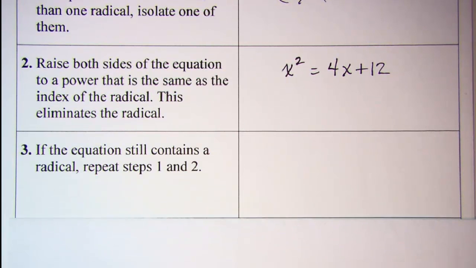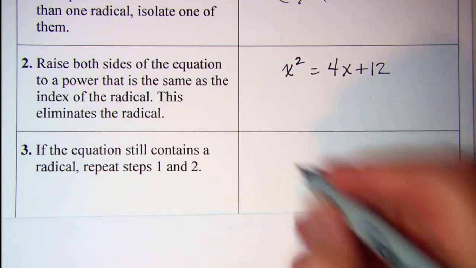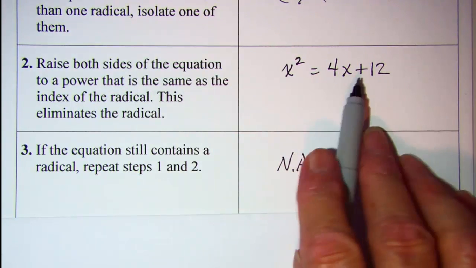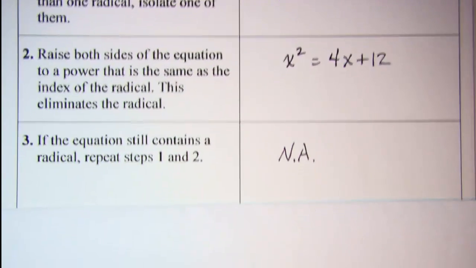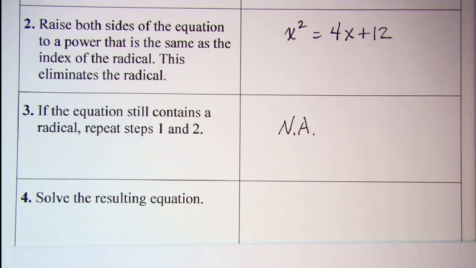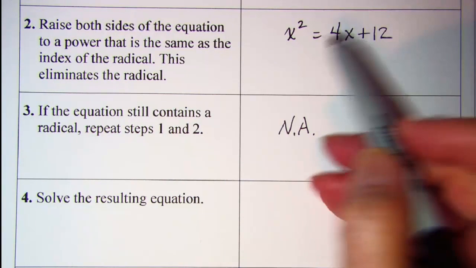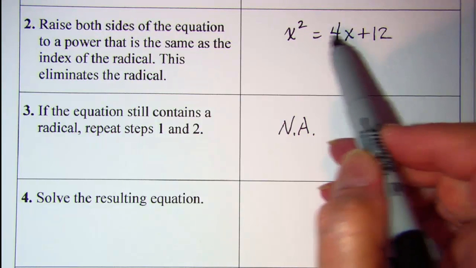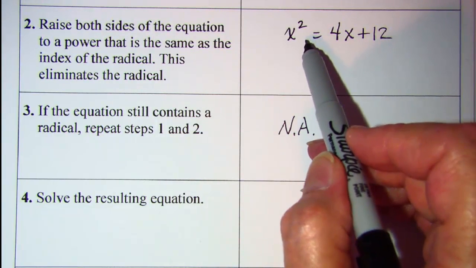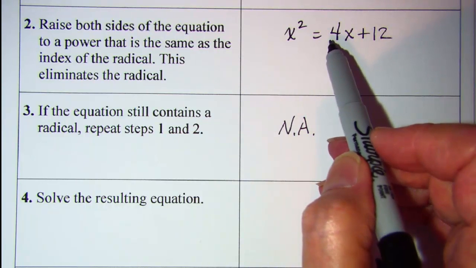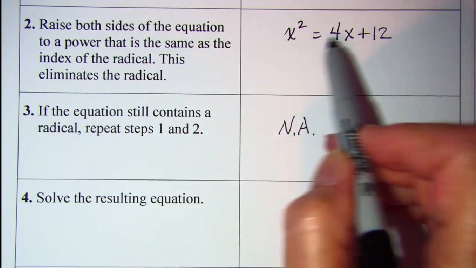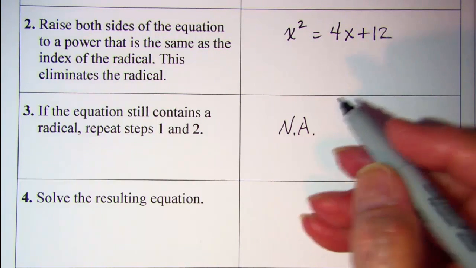My next step, if the equation still contains a radical, repeat steps 1 and 2. That step is not applicable in this case because our equation doesn't have any radicals in it. So our next step is to solve the resulting equation. This is a quadratic, so we can use the quadratic formula, completing the square, or factoring. I'm going to move everything to the left side and see if it'll factor, since that's a fast way to solve it.